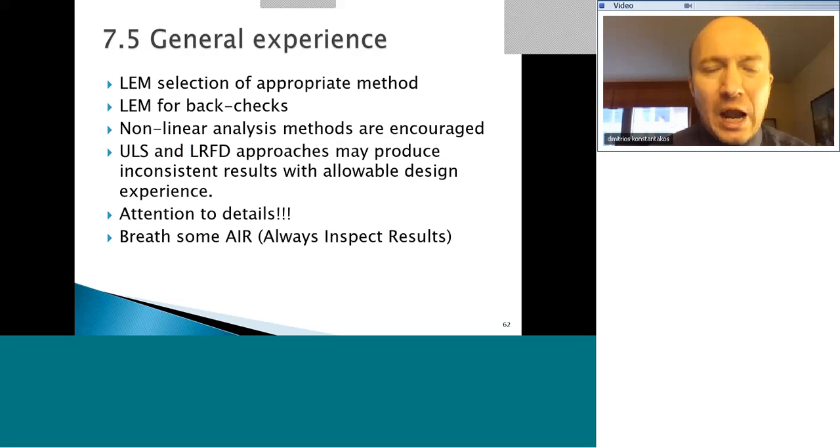So in our general experience, for limit equilibrium conventional methods, you have to make sure that you select an appropriate method. It's really good for back checks. We're encouraging that nonlinear analysis methods are performed. We have to warn you that the ultimate limit state and LRFD procedures may produce inconsistent results based on our allowable design experience. And when I say our allowable design experience, I don't mean only our own, but also what people have been doing for the last 60 years. You always have to pay attention to details and always inspect results.